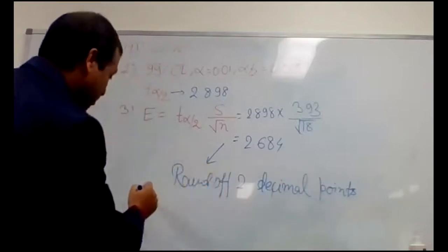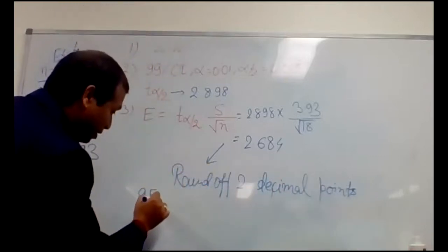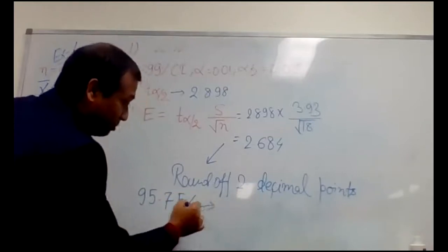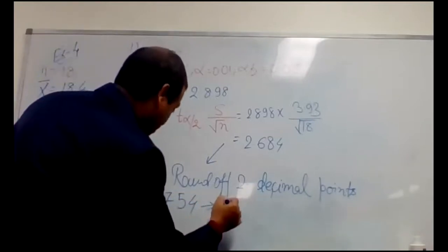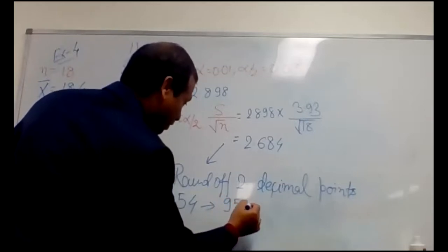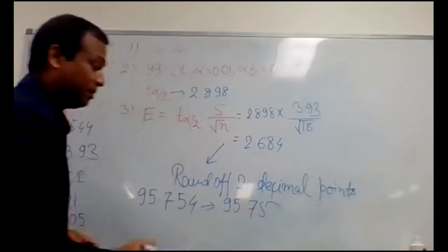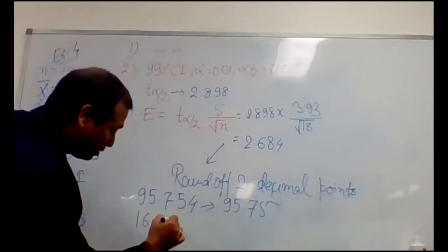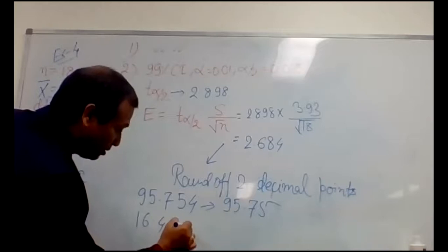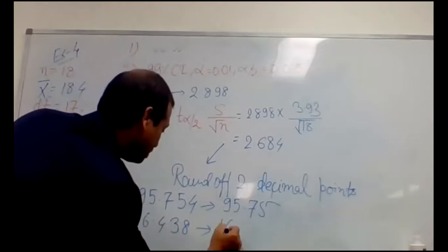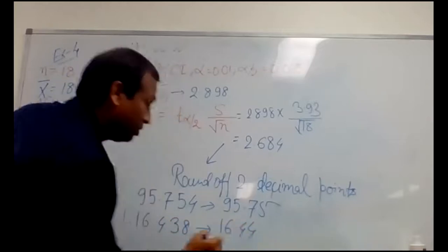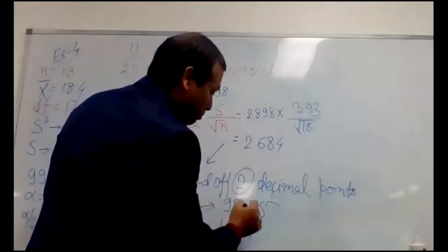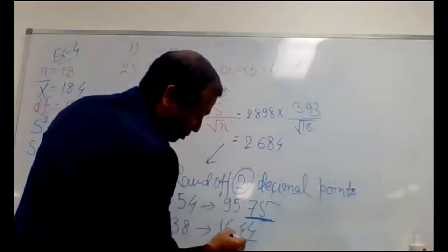I have clearly mentioned to round off your answer to 2 decimal points. That means if something like 95.754 is the right answer, you need to provide me 95.75. And if it is 16.438, that means it will be 16.44. I'm asking for 2 decimal points. This is important. So you should provide only 2.